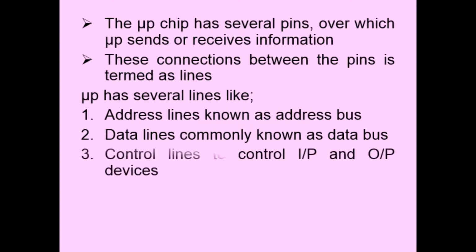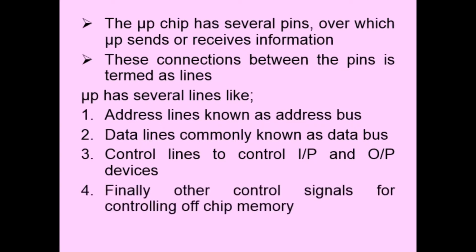The third one is the control line, to control the input and the output devices. You have input and output devices connected to the microprocessor. If you think of a desktop, you have a mouse, a keyboard, then a printer or scanner. If I want to control these input output devices, the control lines will take care of it, and these control lines are finally connected to the microprocessor.